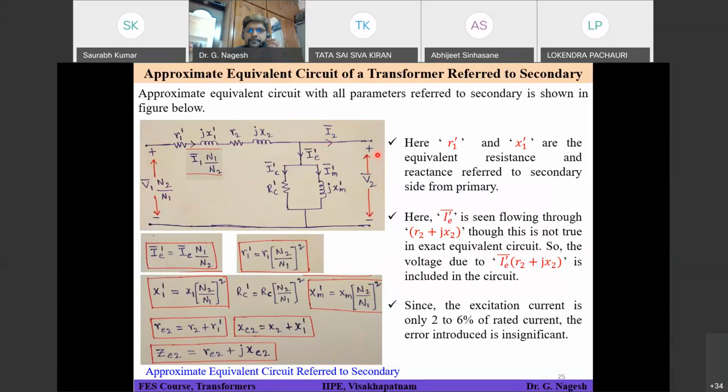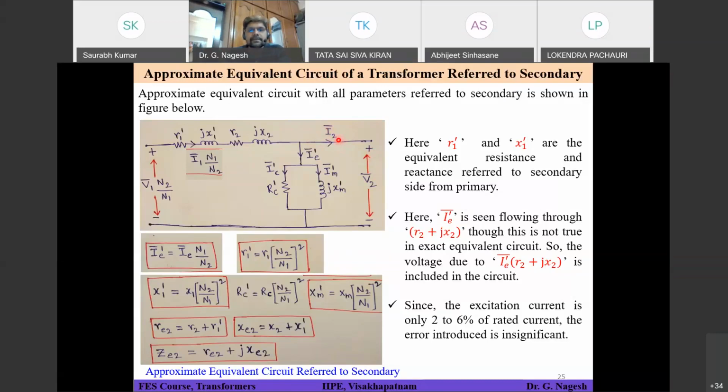Yes, sir. Can you please repeat? If I give you a transformer of 100 kVA and secondary voltage is, let's say, 230 volts, so what will be the current on the secondary side? 100 kVA divided by 230, that's all.